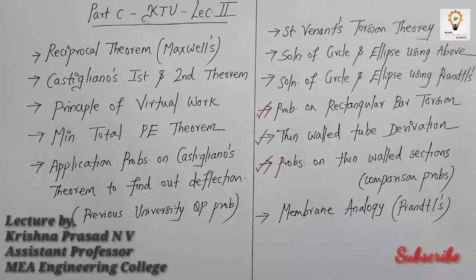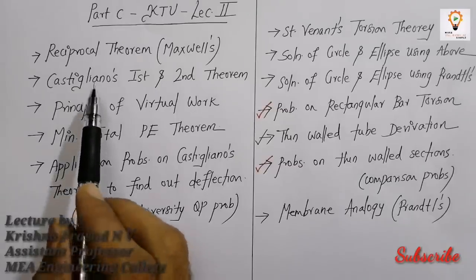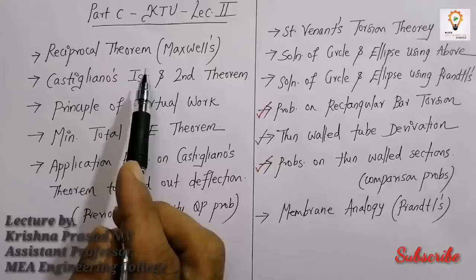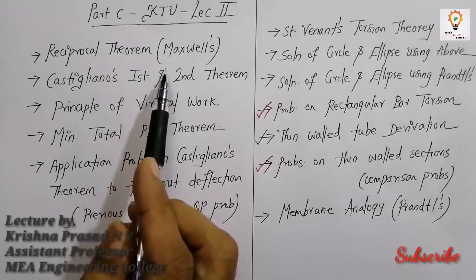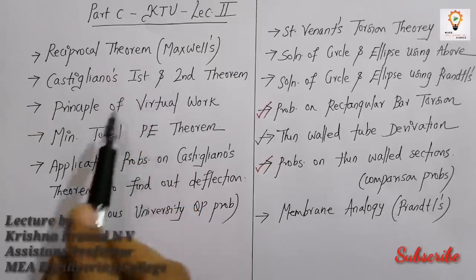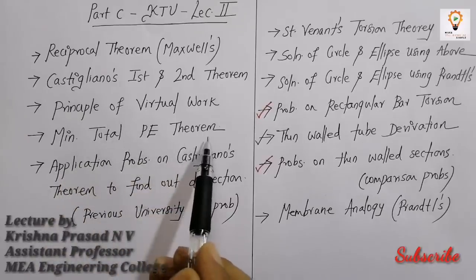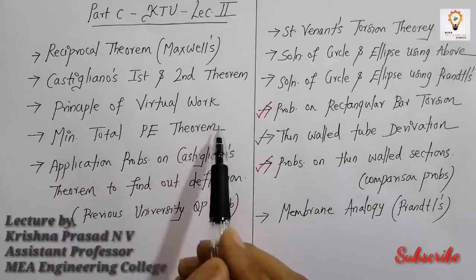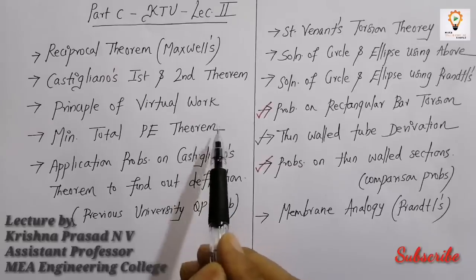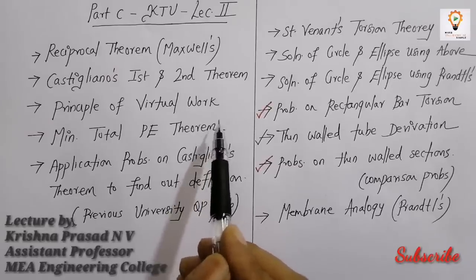So what we thought is we would present at least some important topics so that this could be of some use for your final examination if you are able to go through them. So I'd like to present from Part C the reciprocal theorem, Maxwell's reciprocal theorem, Castigliano's first and second theorems, the principle of virtual work, and the minimum total potential energy theorem. So these four are basically theoretical derivations, very simple derivations only.